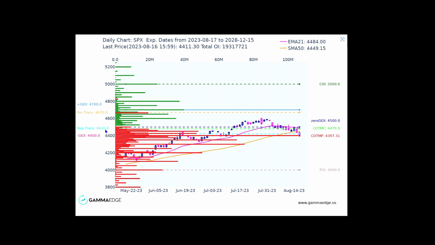Again, M-Trans at 44.20. Need to get above that at least to start having any sort of positive development to move back to the upside towards zero GEX and P-Trans. So again, 4,400, pretty much go over that continued line in the sand overall.